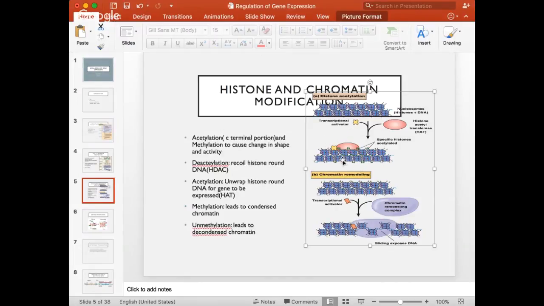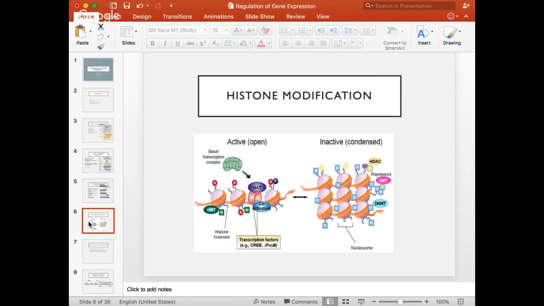It binds with the activator, it binds to the nucleosome, and it decondenses these condensed nucleosomes, and it makes the promoter region noticeable, so the activator could then bind, and transcription could occur.